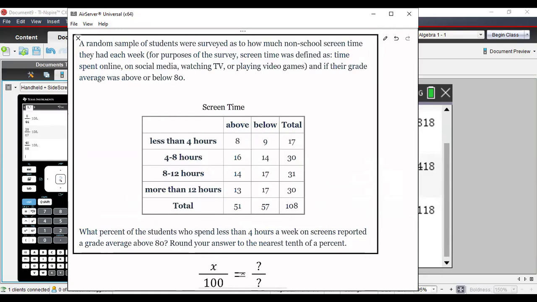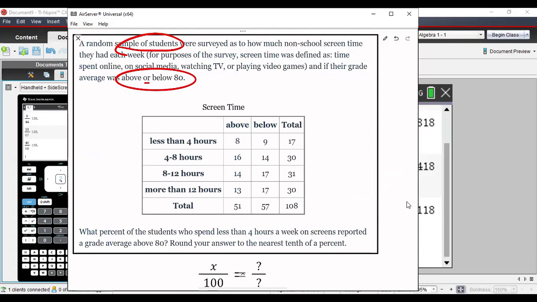So what they're doing is they've taken a random sample of students, and they surveyed them to find out how much screen time they have each week. And screen time is basically what they spend online, social media, watching TV, playing videos, looking at their phones. Any of those things is considered screen time. And what they wanted to know is, how does that relate to the grade average? Was their grade above or below 80? So those are the two categories, the amount of screen time. The other category is their grade.